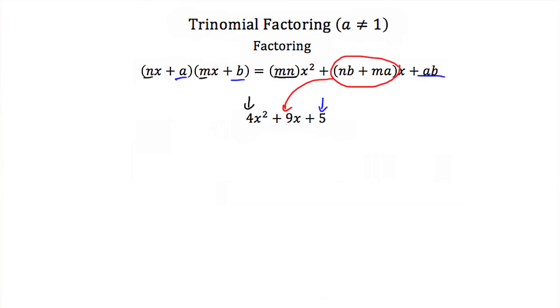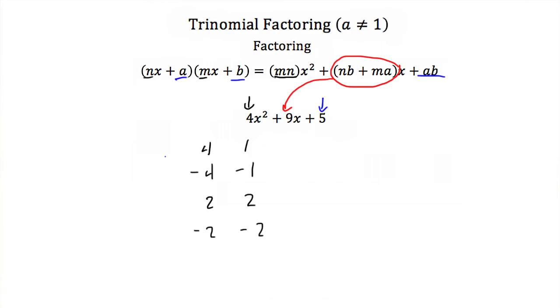The way to figure this out is first to figure out all the possible numbers that can be multiplied together to get us 4. Remember, we need two numbers, m and n, that multiply to get 4. Well, I can get 4 from 4 and 1. I can also get it from negative 4 and negative 1. I can get it from 2 and 2. And I can get it from negative 2 and negative 2.